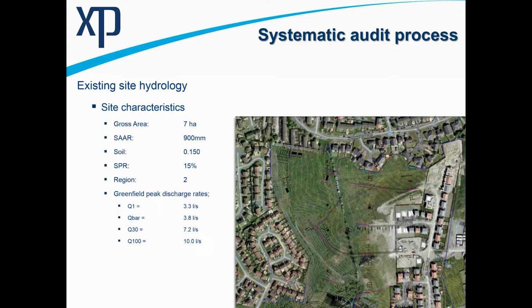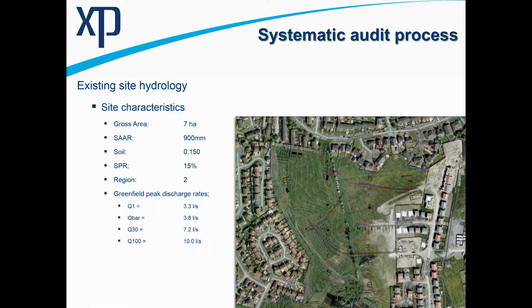When we have that information, we can then calculate the peak Greenfield discharge rates that are currently occurring, and we identify for the regular return period, typically of a 1 year, 2 year, or 5 year return period, the 30-year return period, and the 100-year return period. And that all emanates from the Q bar figure, the mean annual flood figure.